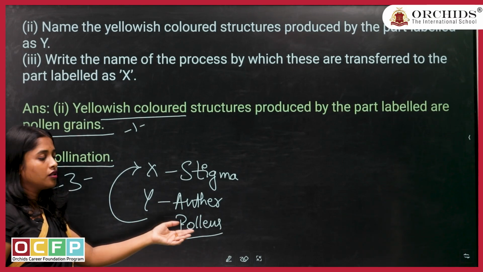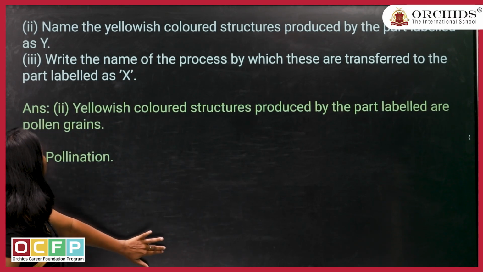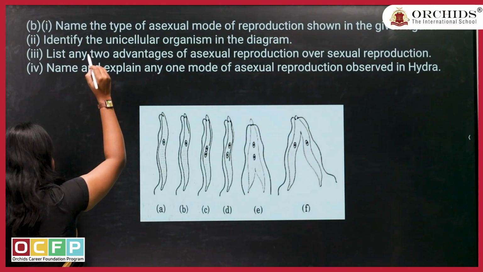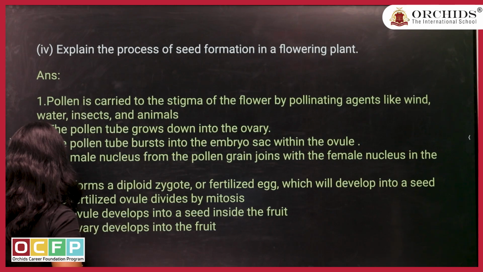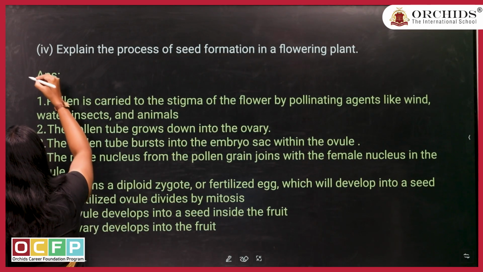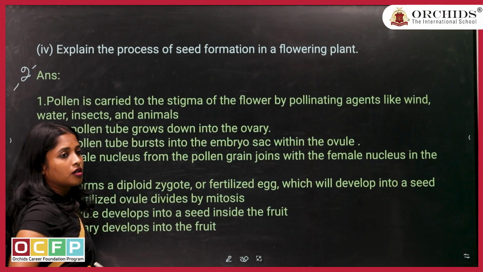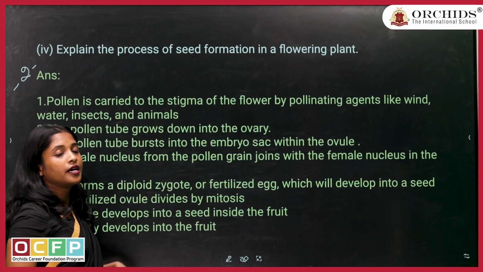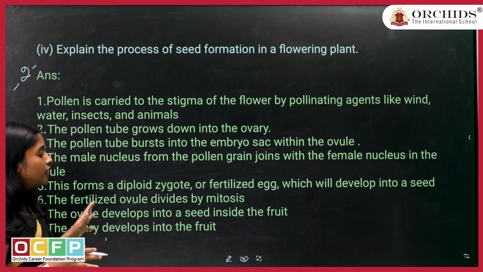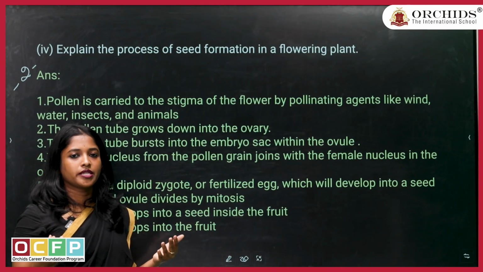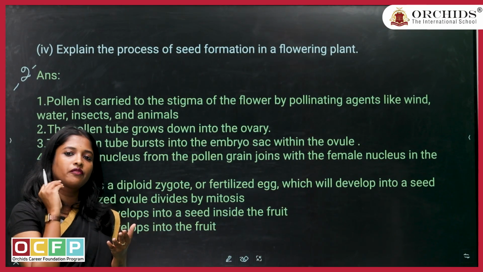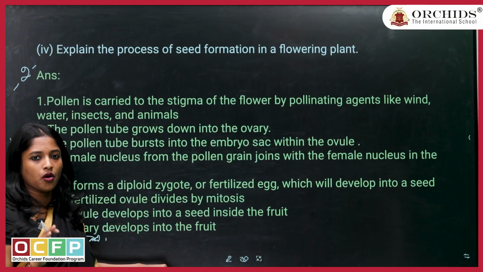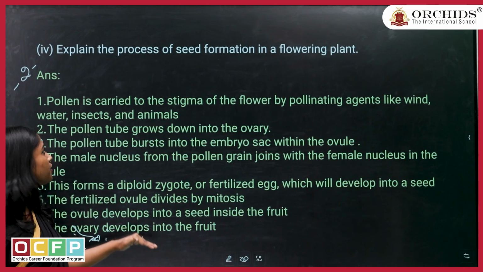Next, the 4th question. It carries 2 marks. So what is that question? Explain the process of seed formation in flowering plants. So we need to explain in point-wise form. As I said in the previous video also, whenever you answer any big questions, you are supposed to write the answers point-wise. So I have put the points here.